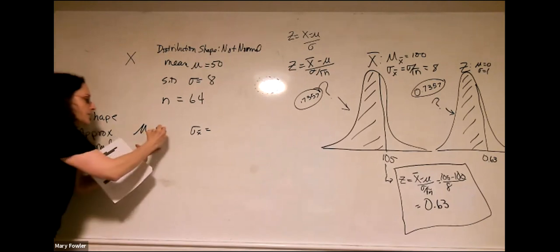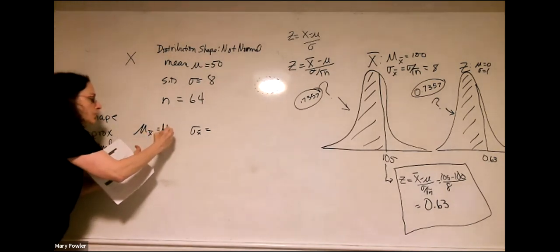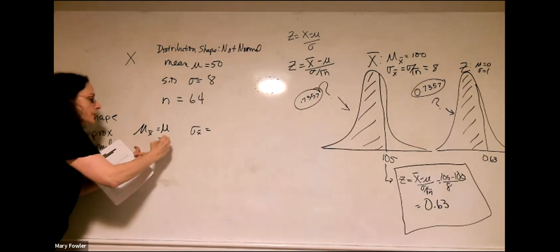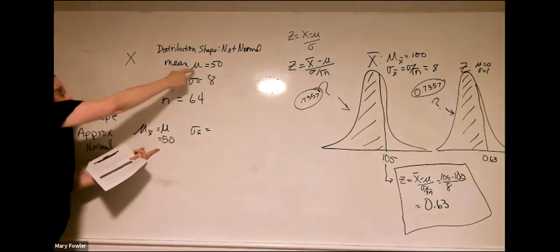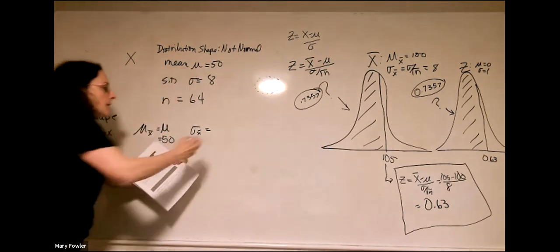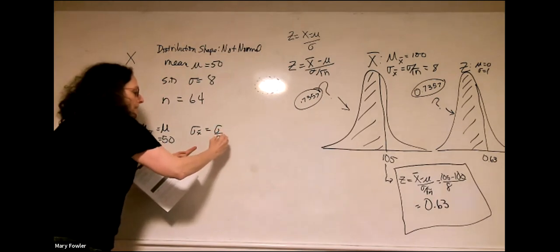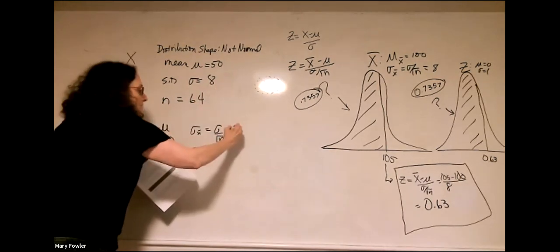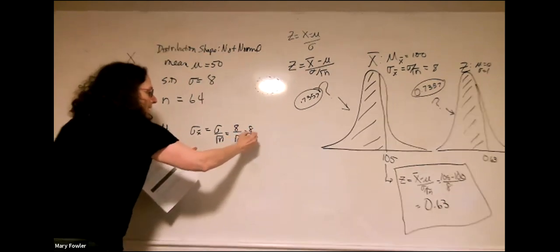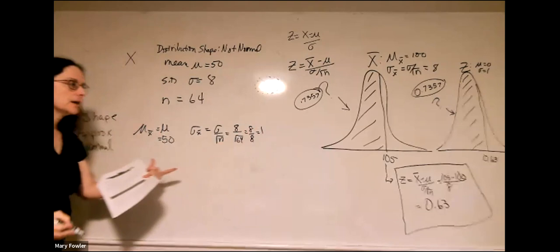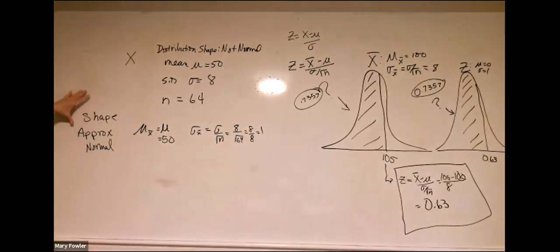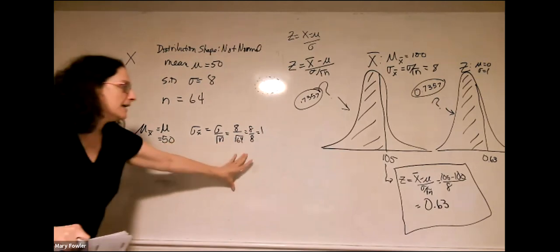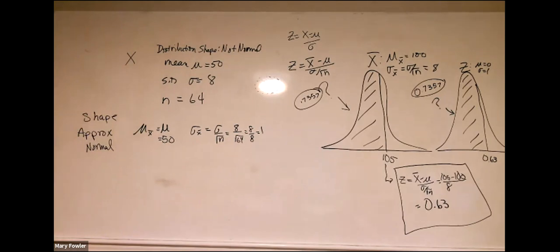The mu sub x bar is equal to mu, which is equal to 50. And sigma sub x bar is sigma over the square root of n, which is 8 divided by the square root of 64, 8 over 8, or 1, okay? So we have here that the distribution of the sample mean is approximately normal with this mean and this standard deviation.